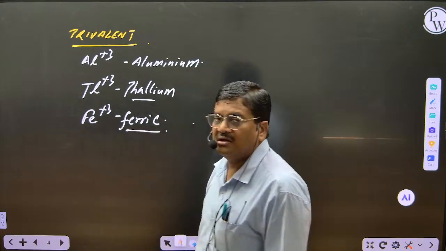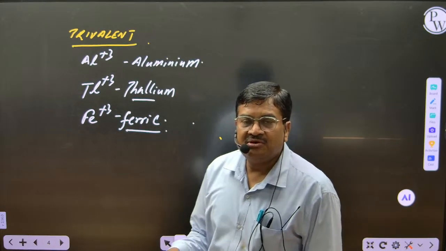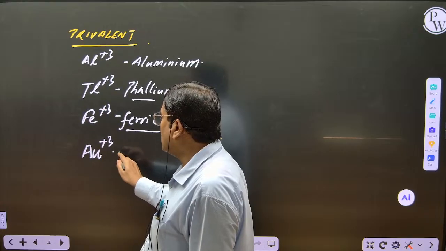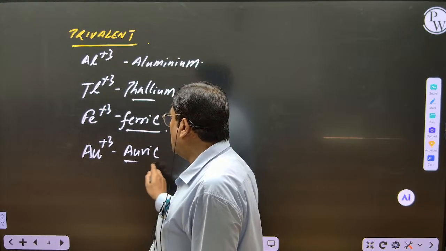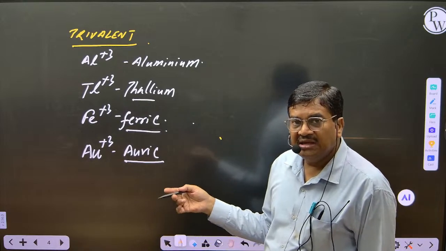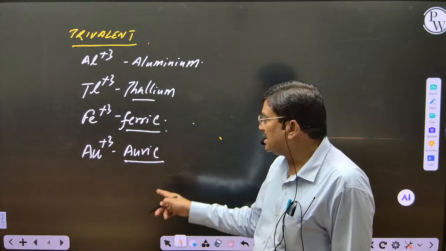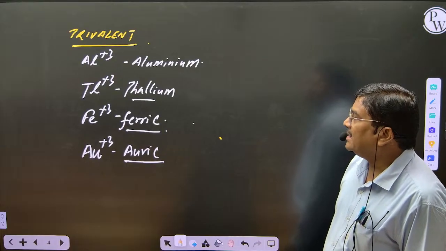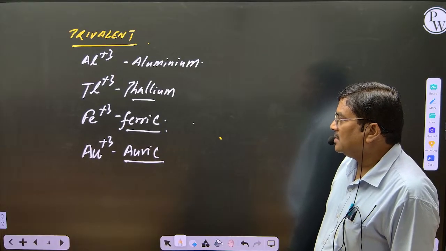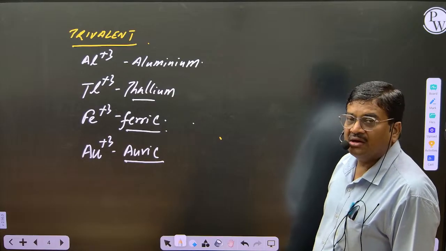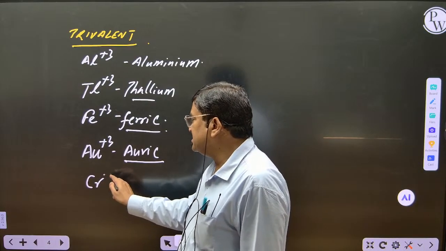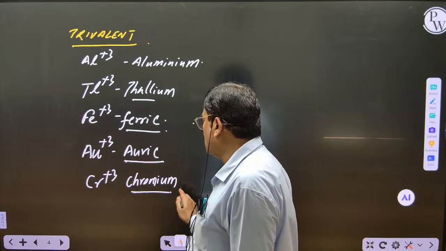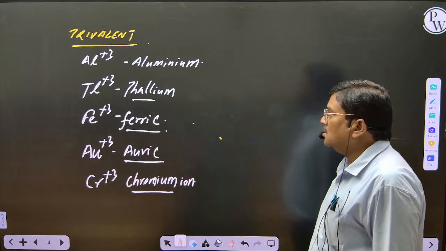Here, ferric ion. And gold, you know, previously we wrote Au plus, that is aurous. Now the same gold exists in plus 3. This is called auric. Saw the difference, students? Aurous we wrote Au plus. Auric we are writing Au plus 3. Higher oxidation state is ic, lower oxidation state is ous. These are all trivalent ions: aluminium, thallium, ferric ion, auric ion, and chromium, which also exists in plus 3 state, chromium ion. So these are all trivalent.